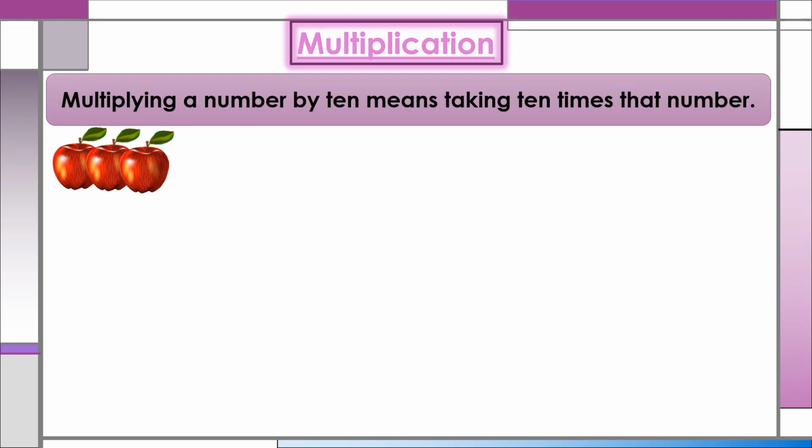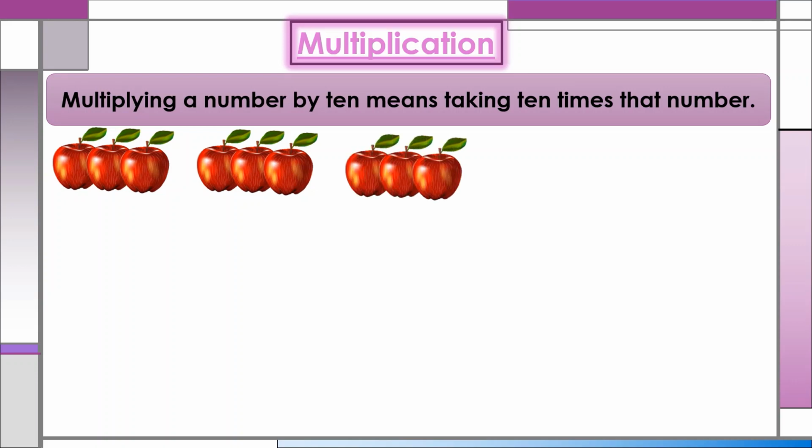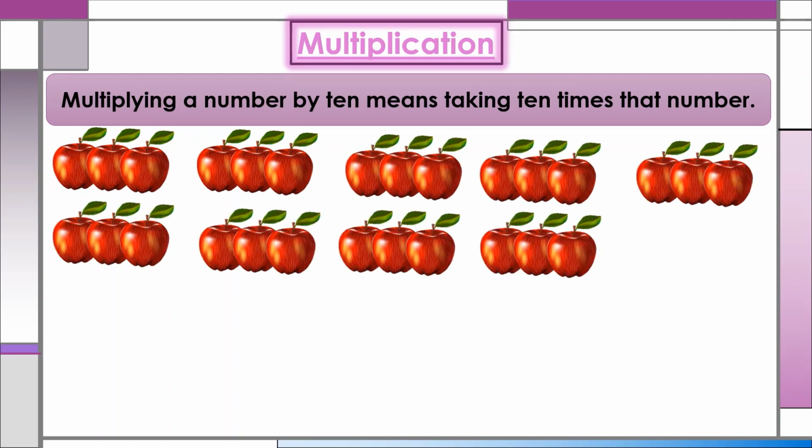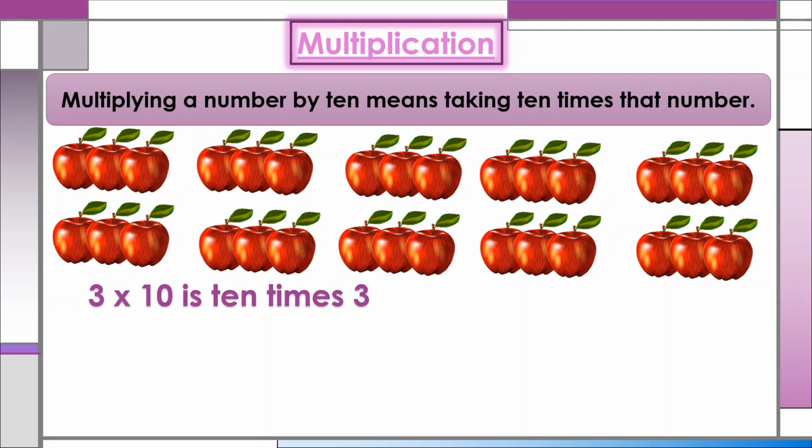Example, here we take a set of 3 apples. Like that we have 10 sets. There are 3 apples in one set. Like that we have 10 sets. 3 multiplied by 10 is 10 times 3 or 3 tens, which means 3 tens are 30. To multiply a number by 10, we just need to put a 0 after it.